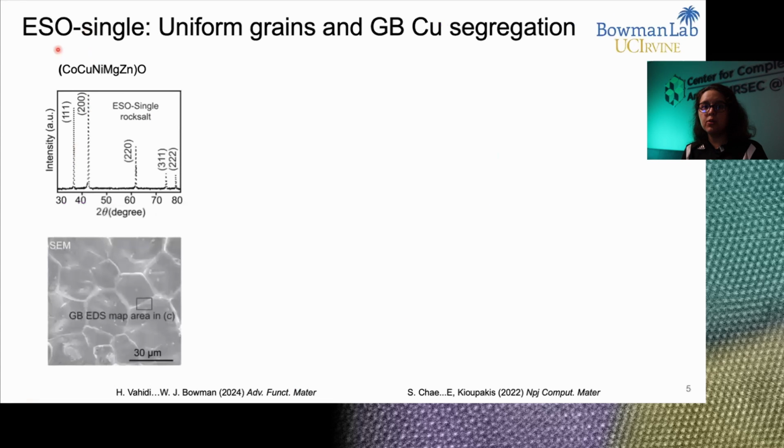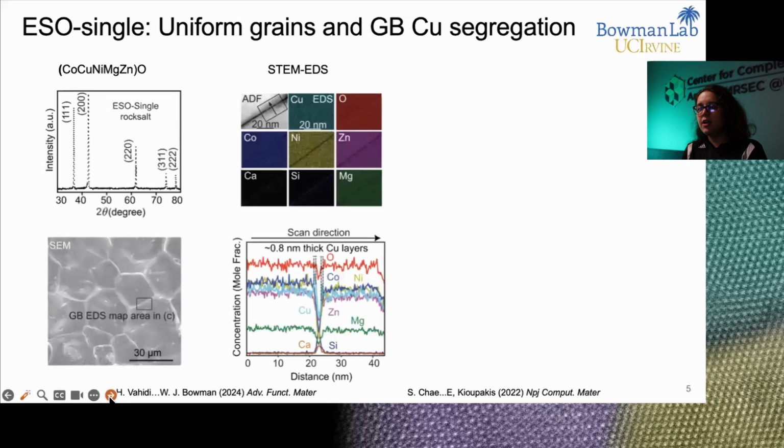So first of all, we are looking at the single phase sample. Here I'm showing you XRD data of this as-sintered single phase ESO sample, and you can see the rocksalt crystal structure, and also an SEM image showing the morphology and the grains in this sample. We focused on one of these grain boundaries in particular and looked at its chemistry using STEM EDS. As you can see in this map, we have segregation of copper to these grain boundaries, in addition to segregation of some calcium and silicon inside the grain boundaries that comes from impurities in the raw materials.